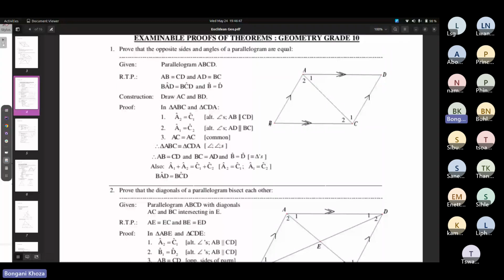So what you have to note is that most of the time when they ask you to prove something related to sides, you have to use congruency. So you have to go back to congruency and use that.